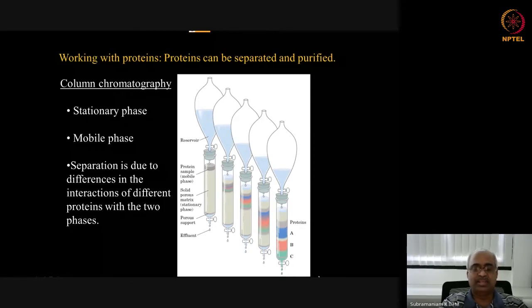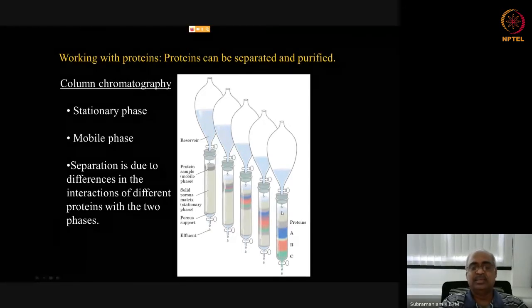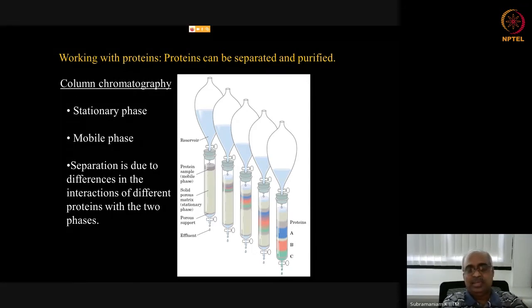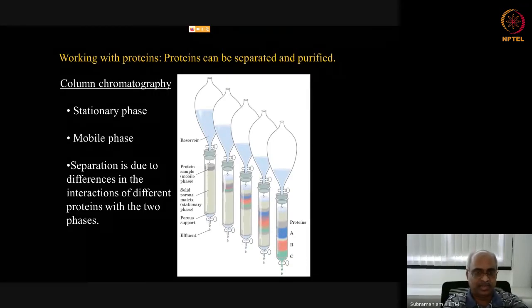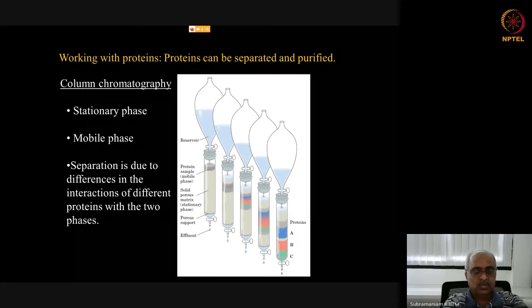And if you have a collection vial where you collect a fixed volume or for a fixed time, and it automatically rotates and moves to the next collection vial and so on, you get the fractions collected. And then you can assay individual fractions to see which fraction has your particular protein. So the ability to detect a particular protein based on its activity is what I call by using the word assay. Okay, ASSAY, assay. You assay for a protein activity.